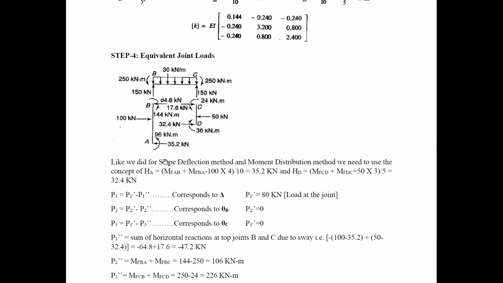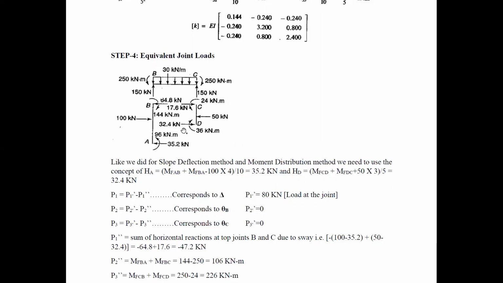Horizontal reaction at A is calculated by taking the moments at the top joint B for this column and the top joint C for this column, that is BA and CD. So when you take the moments about the top column joint B, we get MFAB plus MFBA minus 100 into 4 is equal to HA into L, that is the height, 10 meters. And we get HA equal to 35.2 kilonewton. MFAB and MFBA are the fixed end moments. Similarly for HD, using this expression, we get 32.4 kilonewton.